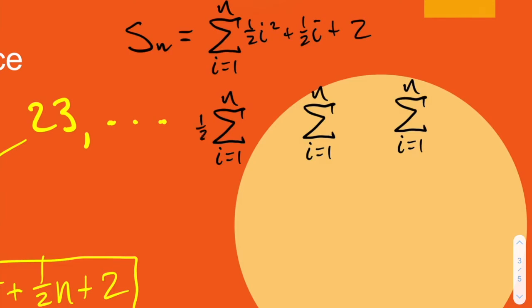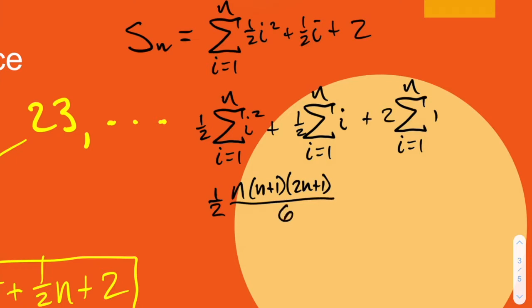So I have 1/2 going in front, and I have i squared going in here, and I'm adding that to 1/2 in front of this sigma, and I get an i right here, and now I have plus 2, and I have a 1 inside the sigma. So when we evaluate these sigma notations, we get this now. We get 1/2 times, oops, that's a squared there, and so that turns into n times n plus 1 times 2n plus 1 over 6. And that's added to 1/2 times n plus 1 over 2. And that is plus 2 times n.